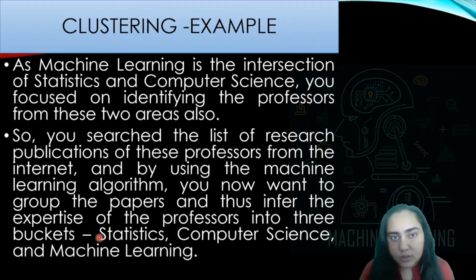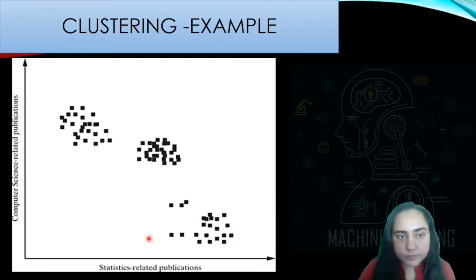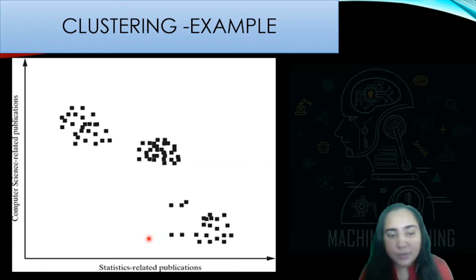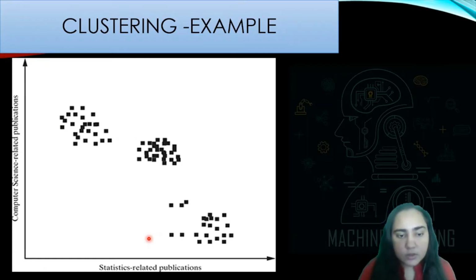You want to put them into three different buckets. You want to classify the professors into three different categories: statistics, computer science, and machine learning, based on the research papers you found. You will do that on the basis of how many papers they have written. So you'll see how many statistics related publications they have and how many computer science related publications they have.